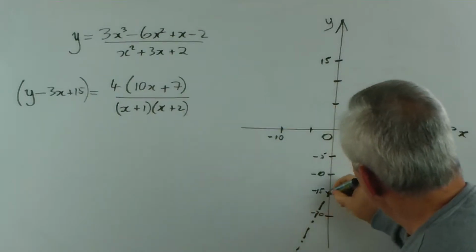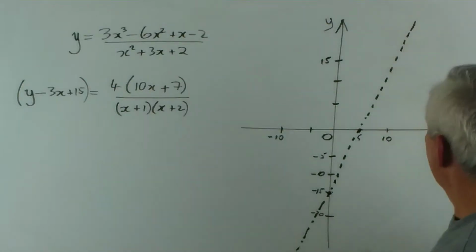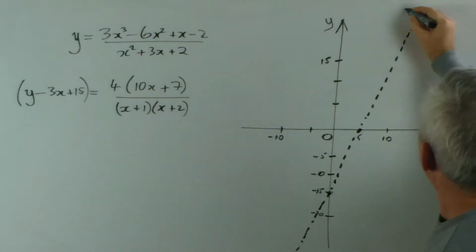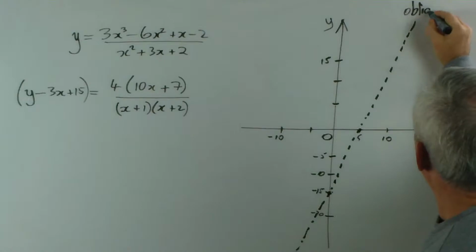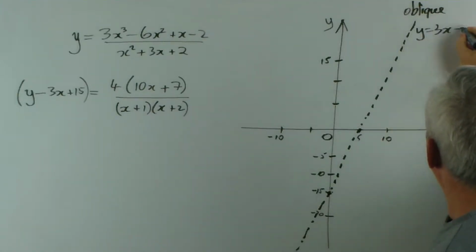That's better. I have a wedge-shaped pen and don't always get the blade right. So that's our oblique asymptote, and it's y equals 3x minus 15.